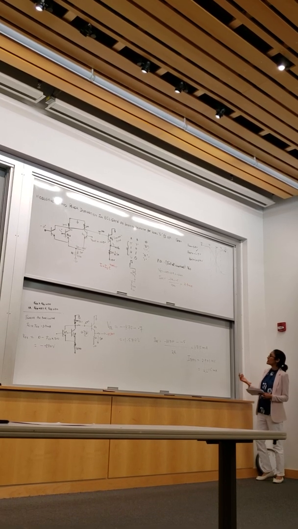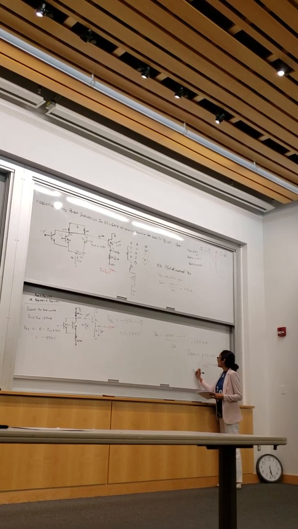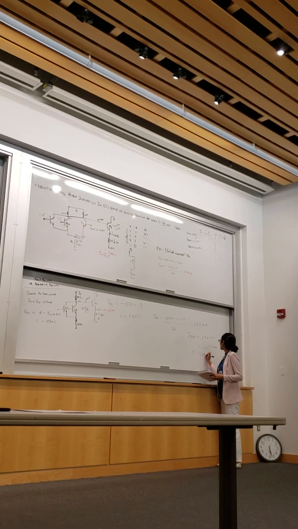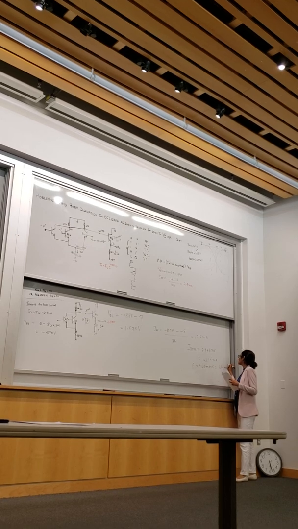Okay. So what's the power dissipation now? That's 4.615 milliamps times 5. That's gonna give you 23.1 milliwatts. That's your answer.